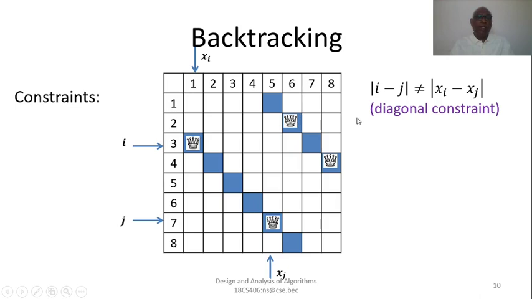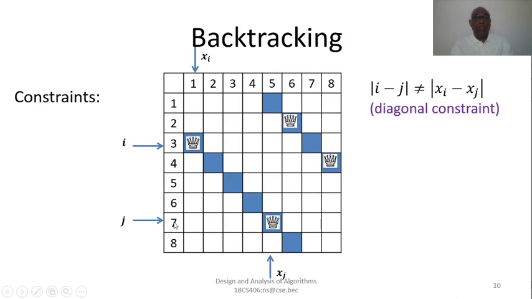We said xi represents the column in which the ith queen is placed in the ith row, and xj is the column in which the jth queen is placed in the jth row. From the diagram, we find that every diagonal position has a characteristic that the row difference is equal to the column difference. For example, consider i equal to 3 and j equal to 7.